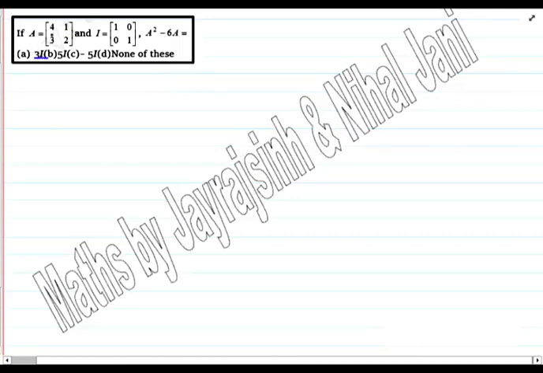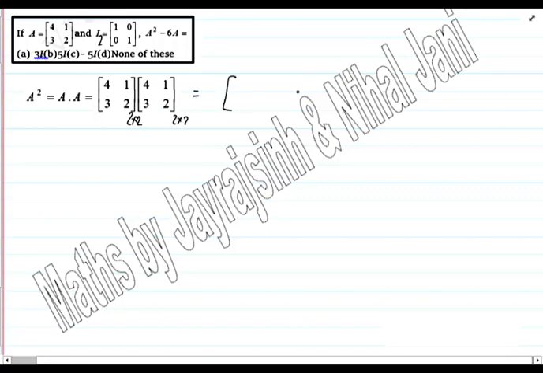In this question, matrix A, 4 1 3 2, is given and I is the identity matrix of 2 cross 2. And we have to find A square minus 6A. So first of all, let's find out A square, which is A into A. Both have order of 2 cross 2. So without wasting time, let's get the resultant matrix, which is also in order of 2 cross 2.